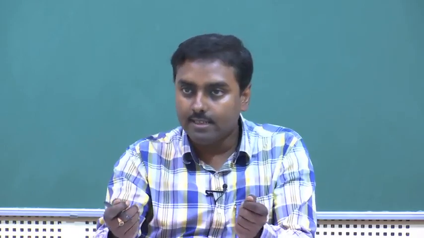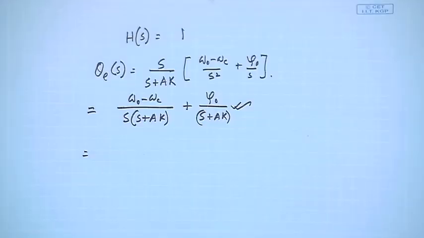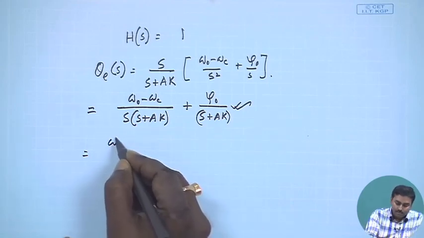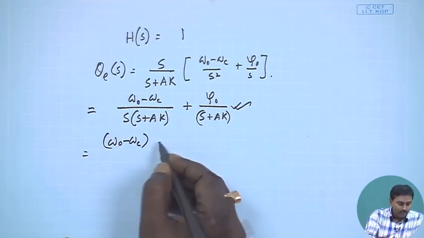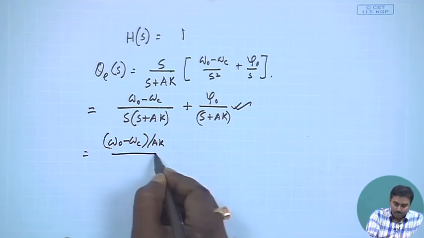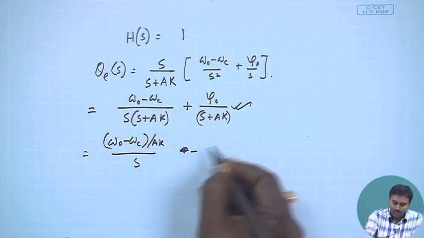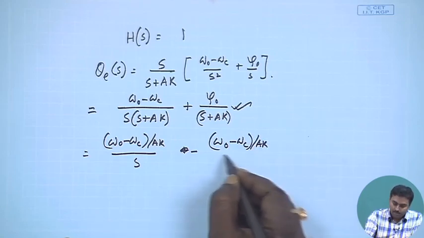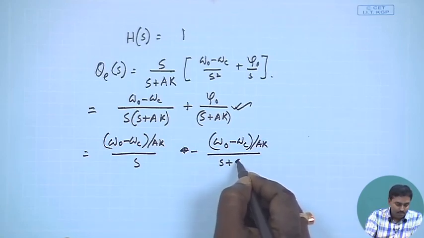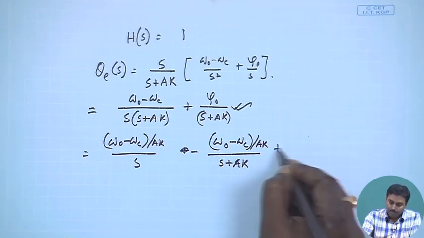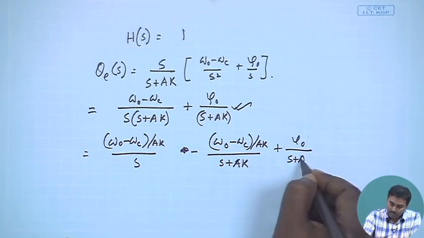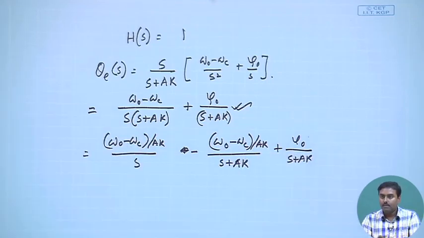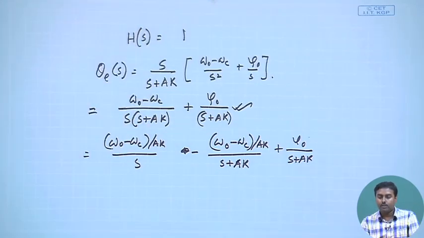I can do a partial fraction evaluation and represent it in this way. It turns out to be (omega 0 minus omega c) divided by a k, by s, plus minus (omega 0 minus omega c) divided by a k, divided by s plus a k, plus phi 0 over s plus a k. This is fine. If you just add these two, you can see that things will be cancelled and you will finally get omega 0 minus omega c.